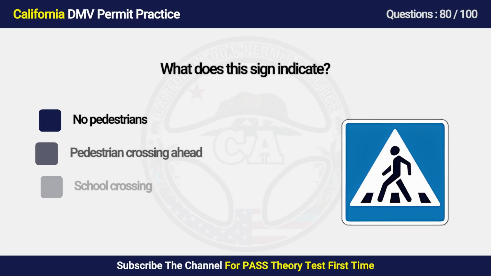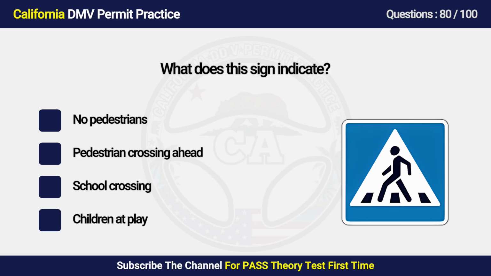Question 80. What does this sign indicate? A. No pedestrians. B. Pedestrian crossing ahead. C. School crossing. D. Children at play.